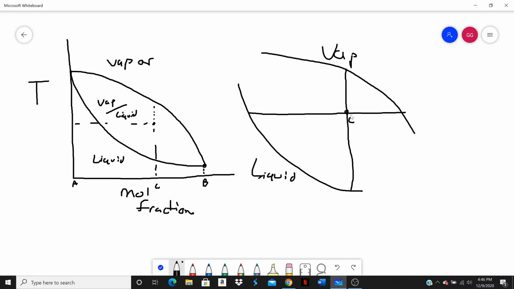And using the lever rule, we can determine relative amounts, basically saying this looks like 1/3 and this looks like the other 2/3. And therefore, we can conclude that at point C, our solution will likely be 2/3 in the vapor phase and only 1/3 in the liquid phase.